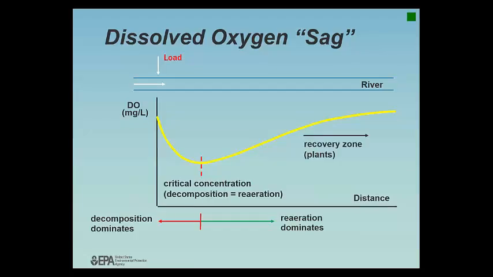One of the things that we have to understand here is everything to the left of the red vertical line, decomposition dominates and is occurring at a fairly rapid rate. Anything to the right of the red line shows that reaeration is more dominant and the water body is recovering. Right at the red line is where decomposition equals all sources of oxygen coming into the water body. In our example here, it's just reaeration. And then down towards the end is that recovery zone where we get into a more natural condition. We have a recovery zone where plants and other things exist.